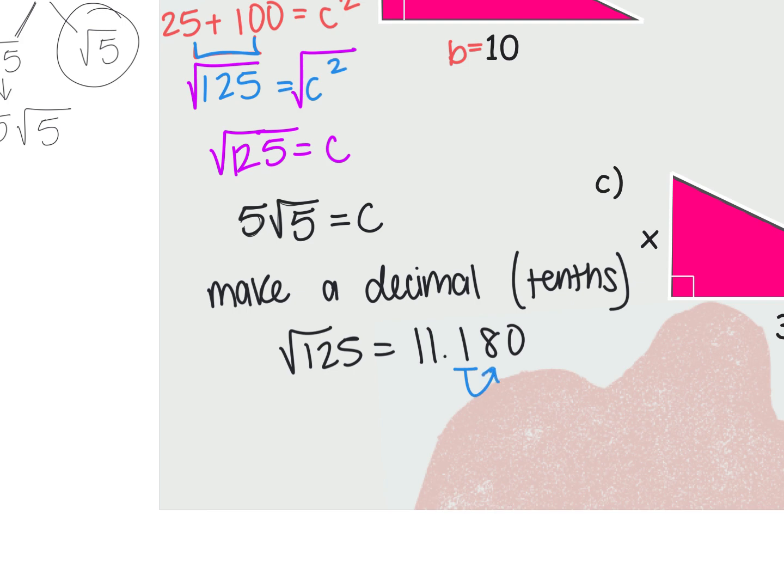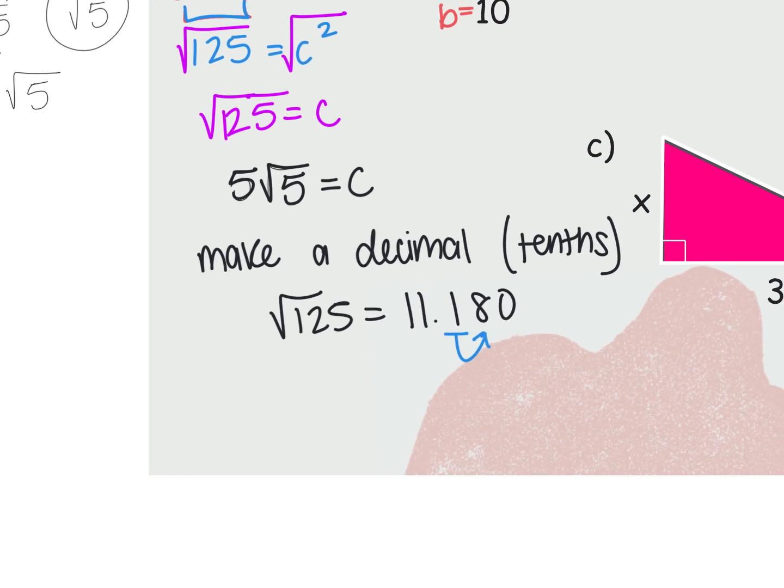You're looking at a 1. That's your tenth, so I'm going to look at my 8. What would this be as a decimal? Good. C equals 11.2. Please don't put 11.20. Make sure it's just 11.2.